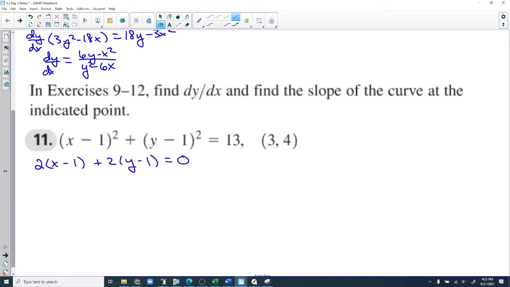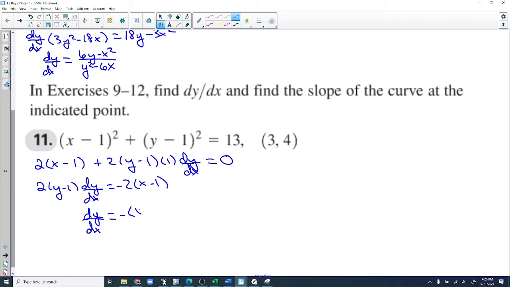Oh, I skipped right over the fact that we took the derivative. Now the derivative of the inside is the derivative of y, which is 1, but then dy/dx because we took the derivative of y. So we have 2 times y minus 1 dy/dx is equal to negative 2x minus 1. So we're going to subtract over the 2 times x minus 1, and then we'll divide by 2 times y minus 1.